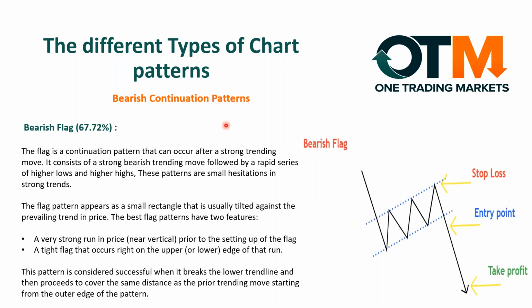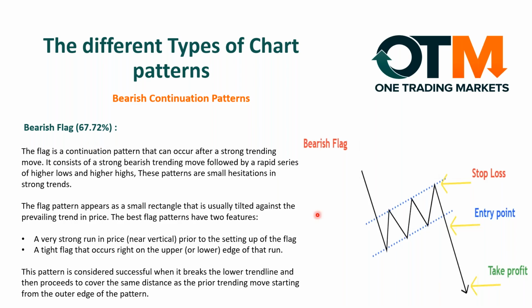Now let's talk about another pattern, which is called a bearish flag. Flags in general, just remember this pattern, are always continuation patterns. Their probability of happening is around 67.72%. The flag is a continuation pattern that can occur after a strong trending move. Sometimes when we look at charts, we see the market actually jumping up really fast, and it creates this strong trend. And then we see the market trend sideways for a while. And that's what causes a flag.